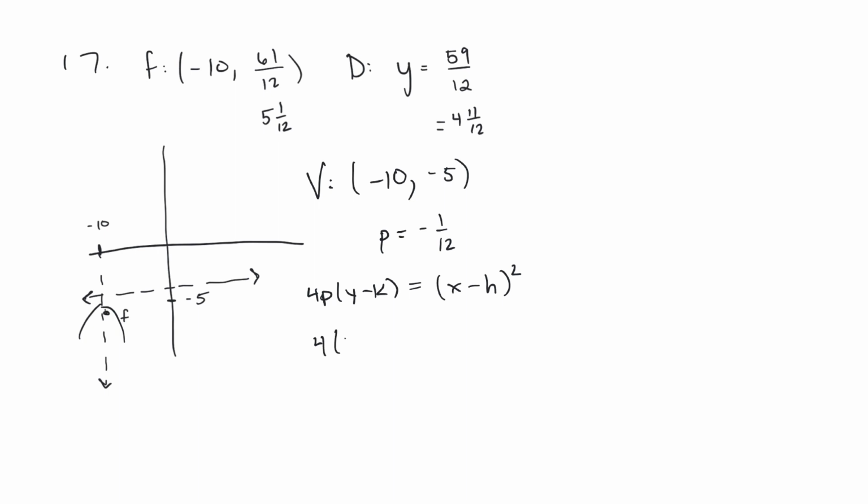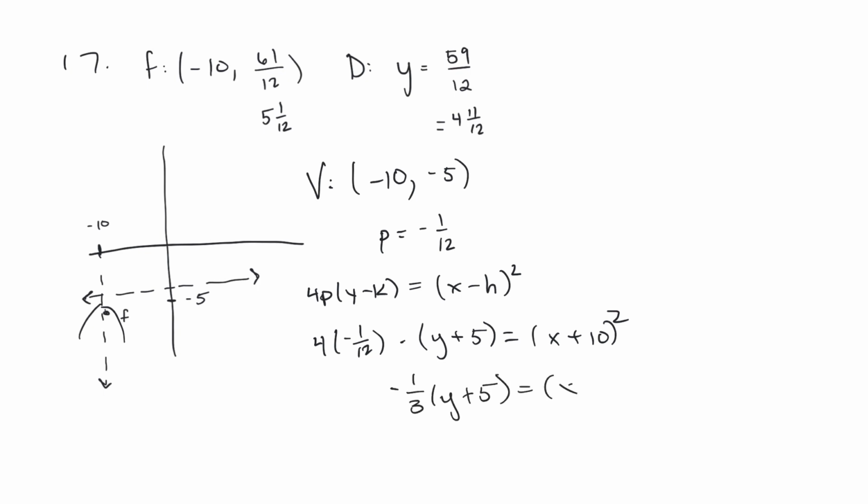So 4 times -1/12, times y minus -5, oh, no, not equals. Yeah, it's times. Equals here, and then it's going to be x minus -10 squared. Then we can multiply this out. You're going to get -1/3 times y plus 5 equals x plus 10 squared. And that ends up giving you the full equation.